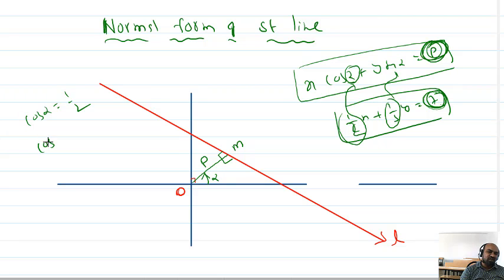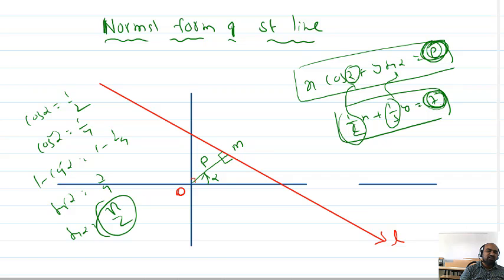So find cos square alpha, that is 1 by 4. 1 minus cos square alpha, that is equal to 1 minus 1 by 4. Sin square alpha, that is equal to 3 by 4. Sin alpha, that is equal to root 3 by 2. So this is not equal to the given coefficient. That's why I can say this is not in normal form, and 7 is not taken as the distance from origin to that line.